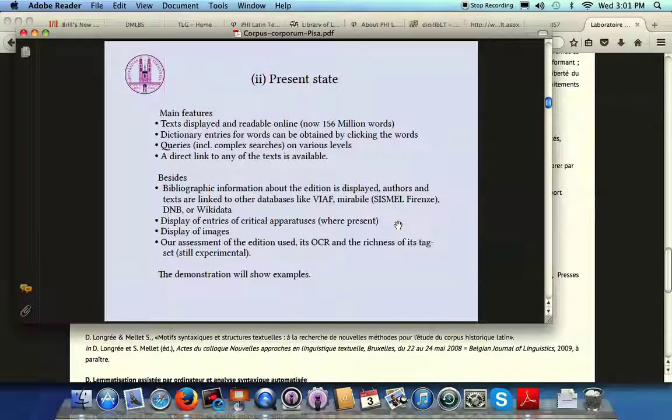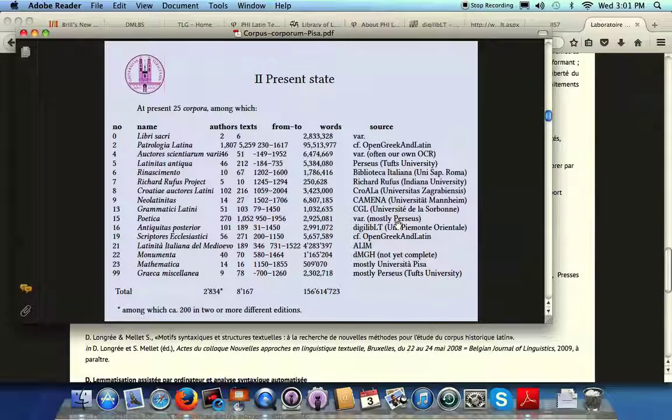And recently we added a feature that assesses the edition used, tells you if it's a critical edition, for example, or an old print, its OCR quality and the richness of the tag set. At present, we have 25 corpora in the Corpus Corporum. That's also why it's called Corpus Corporum, because it consists of a number of single corpora.